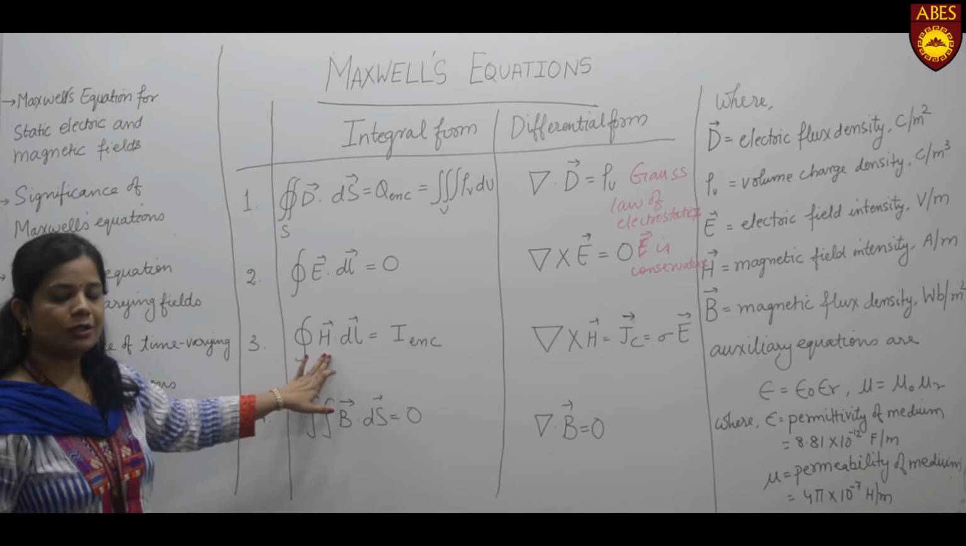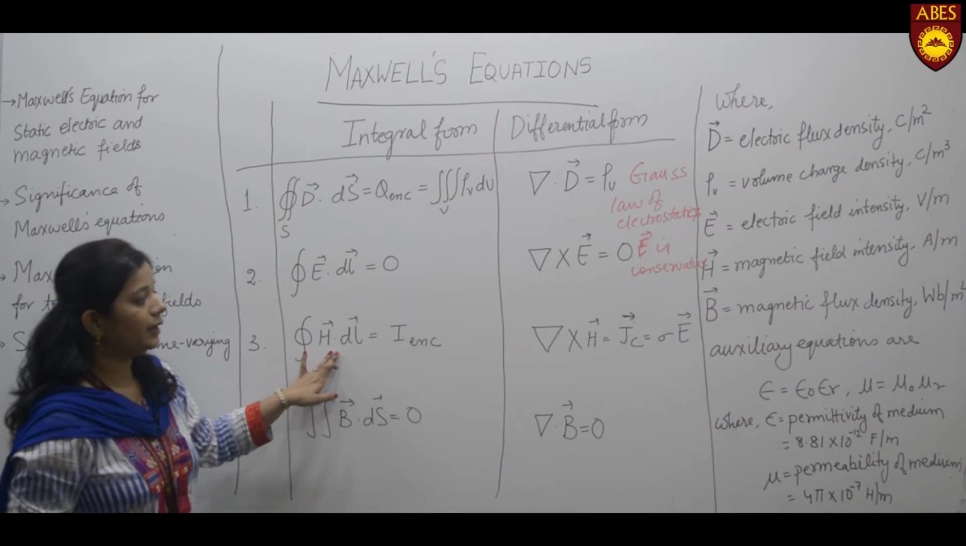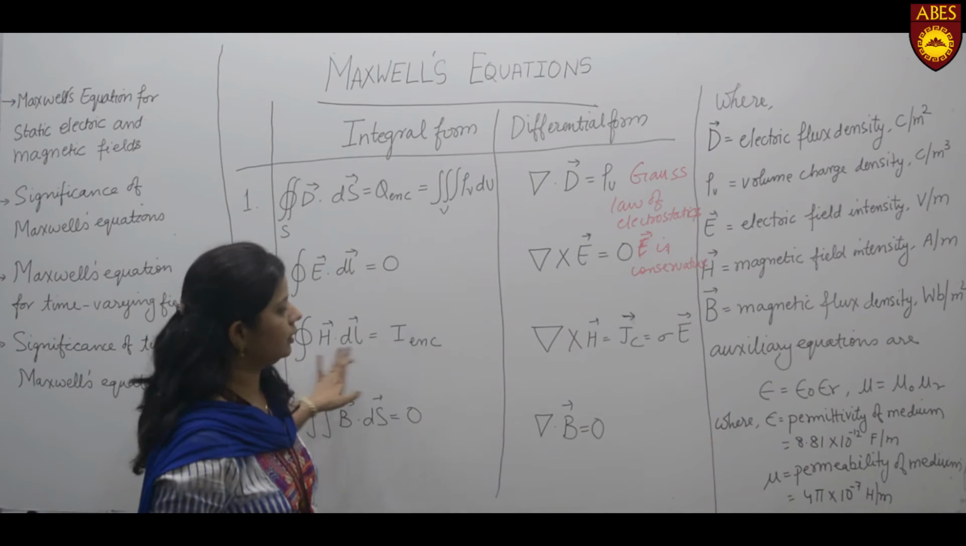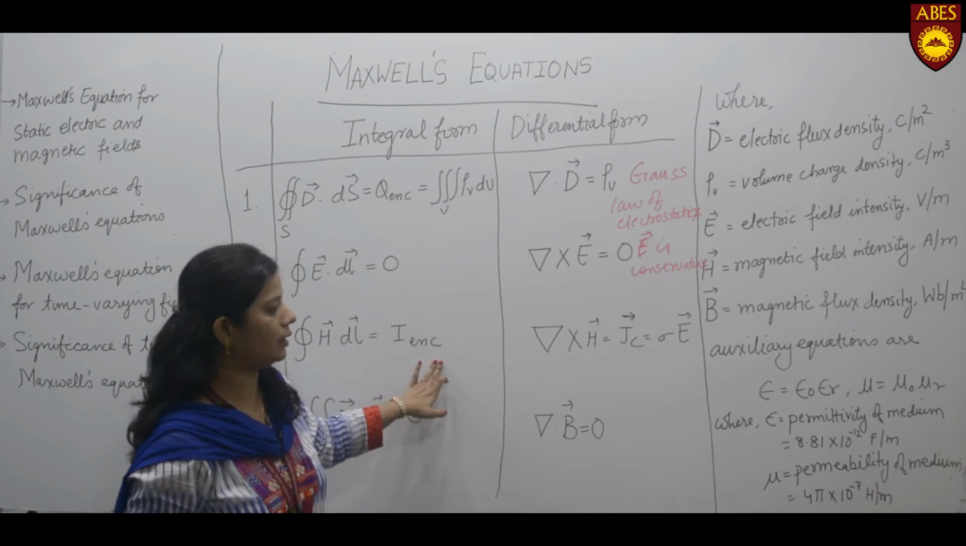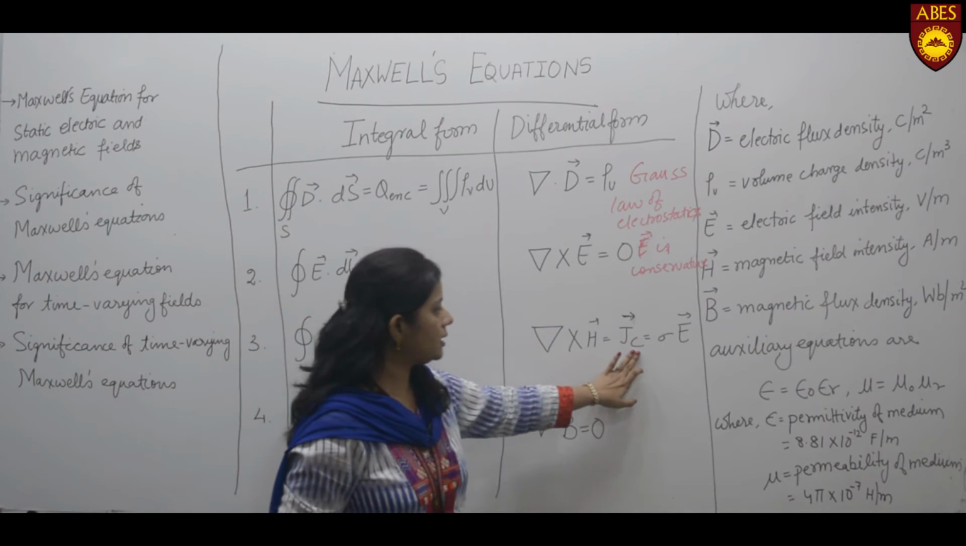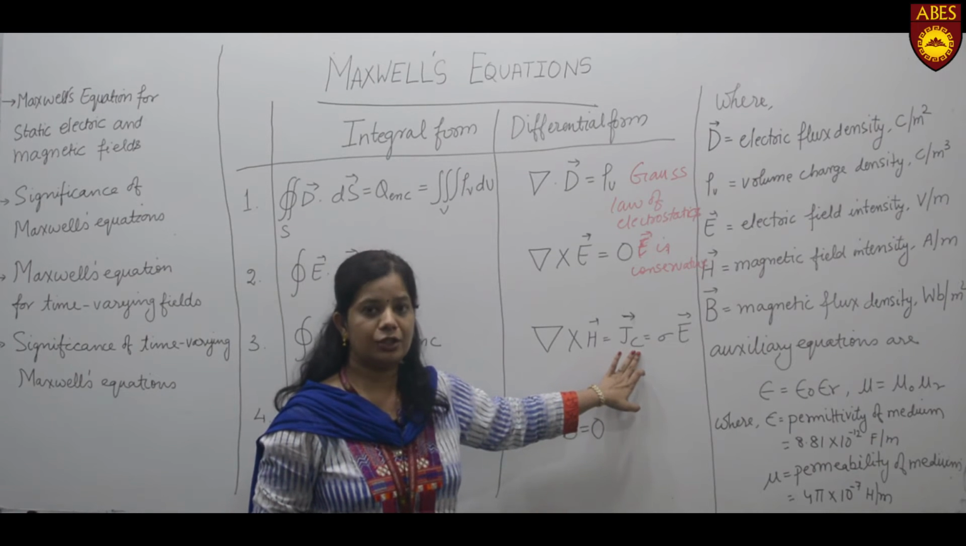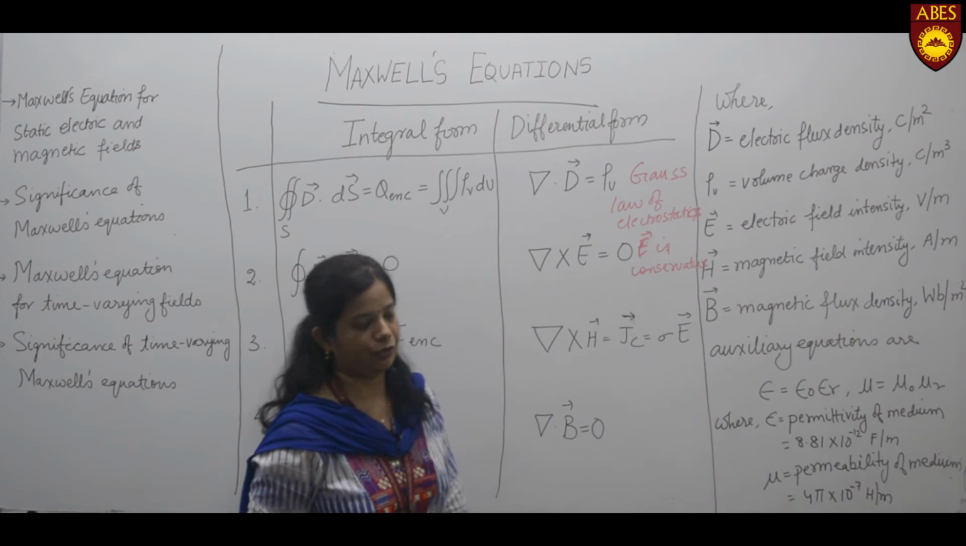The significance of this equation is that it forms Ampere's circuital law. This is the basis for Ampere's circuital law of magnetostatics. Conduction current density is the current which flows in conductors due to the movement of electrons.